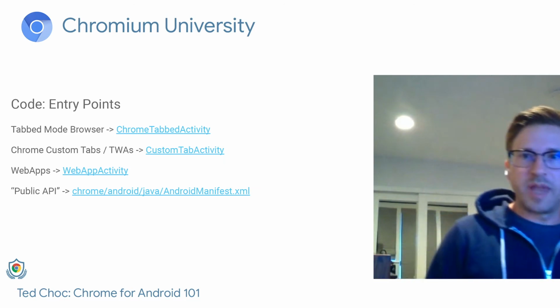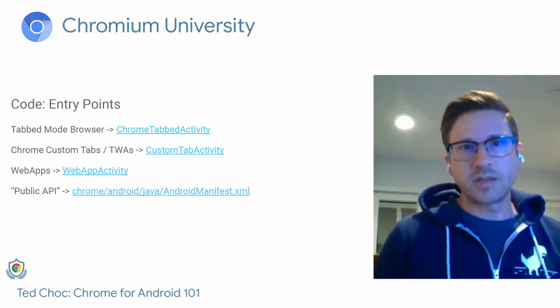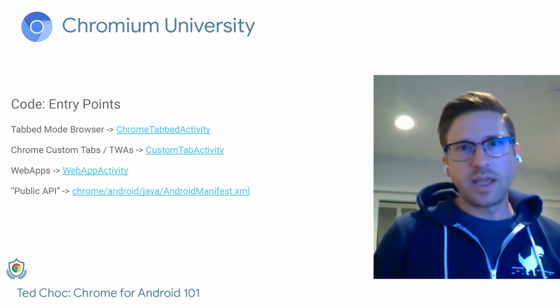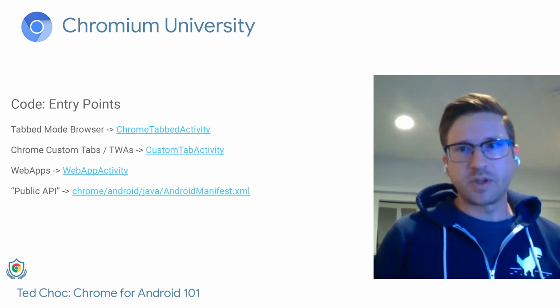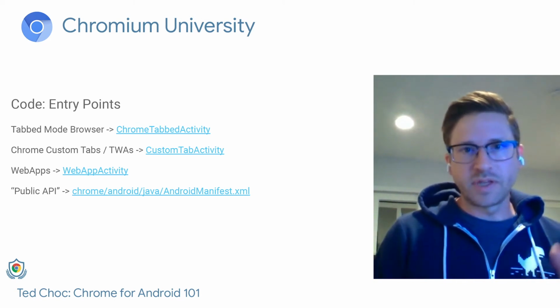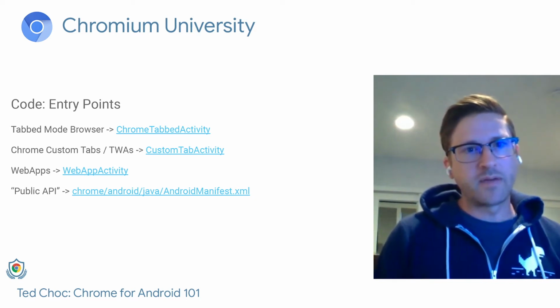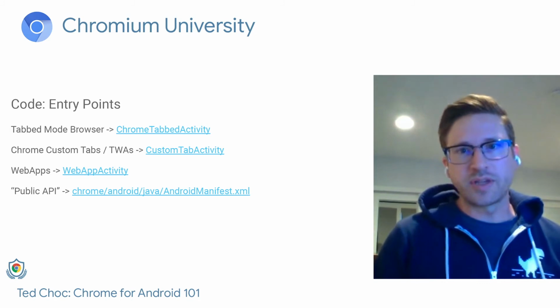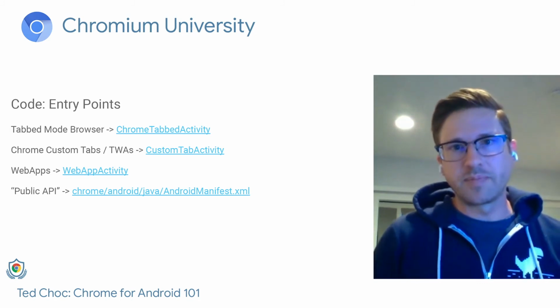So some entry points to look at when you start trying to dabble around in Android. When I talked about the tab mode browser, in code, look for Chrome tabbed activity. Activities are Android's general windows. That's the thing a user sees. So if you look for things named activity, it's a good indicator that that's a pretty high visible surface. For custom tabs and TWAs, they both use custom tab activity. And for web apps, it's web app activity.